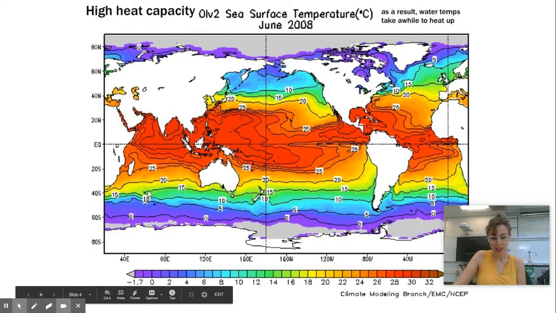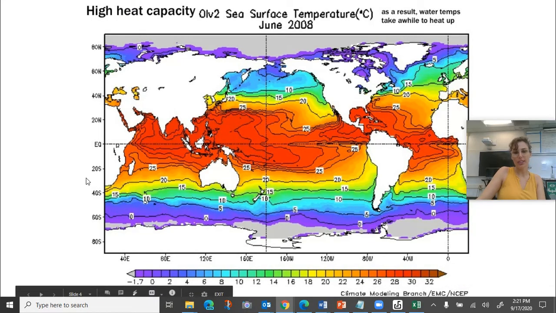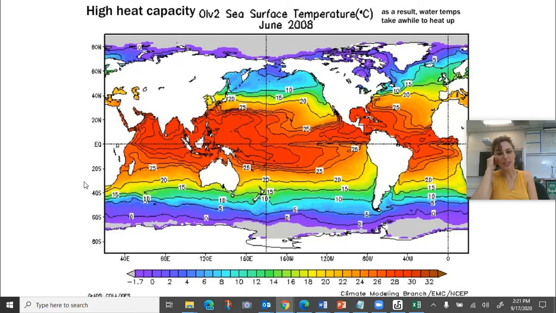First property. Okay, so the first one we're going to be talking about is its high heat capacity. So I'm going to move myself a little bit. I just want you to take a look at this and see what you notice. It's a whole big flurry of color. So what do you notice?